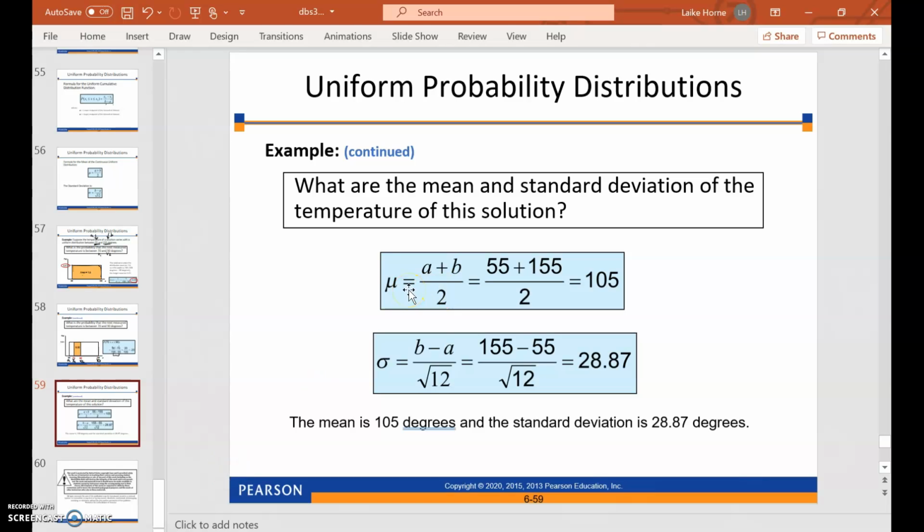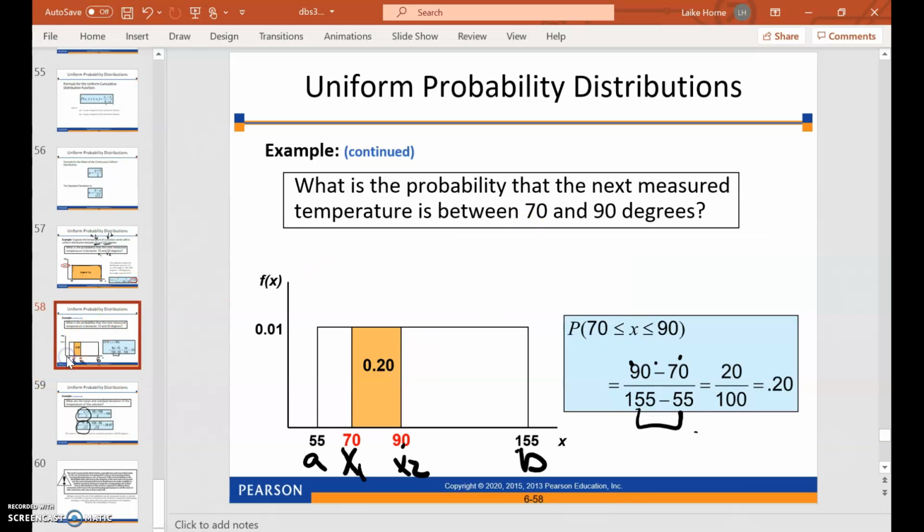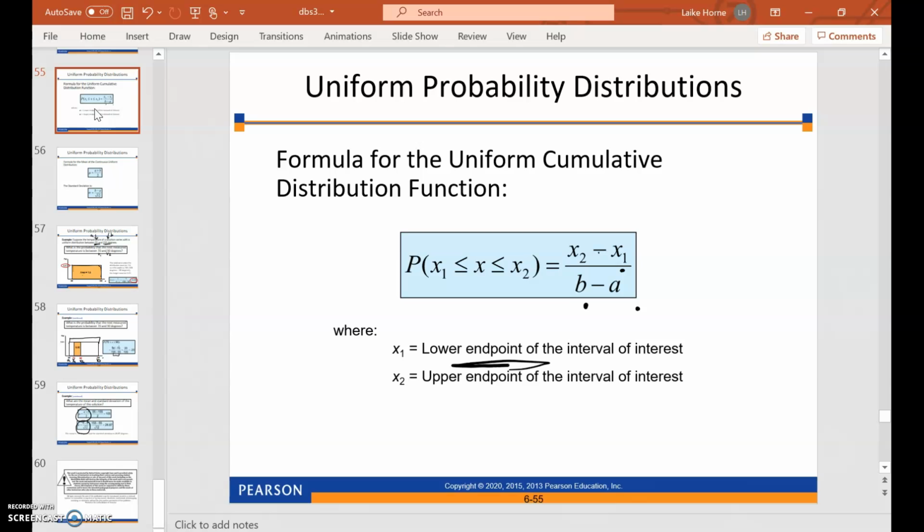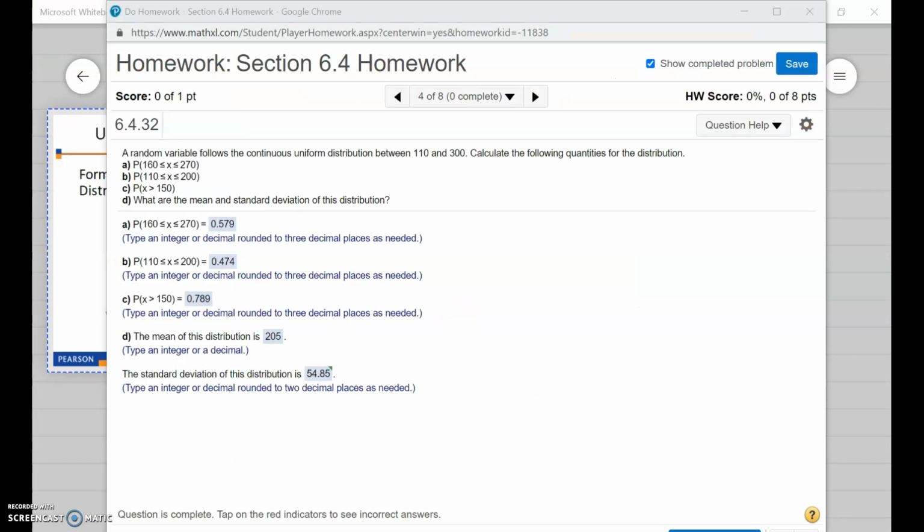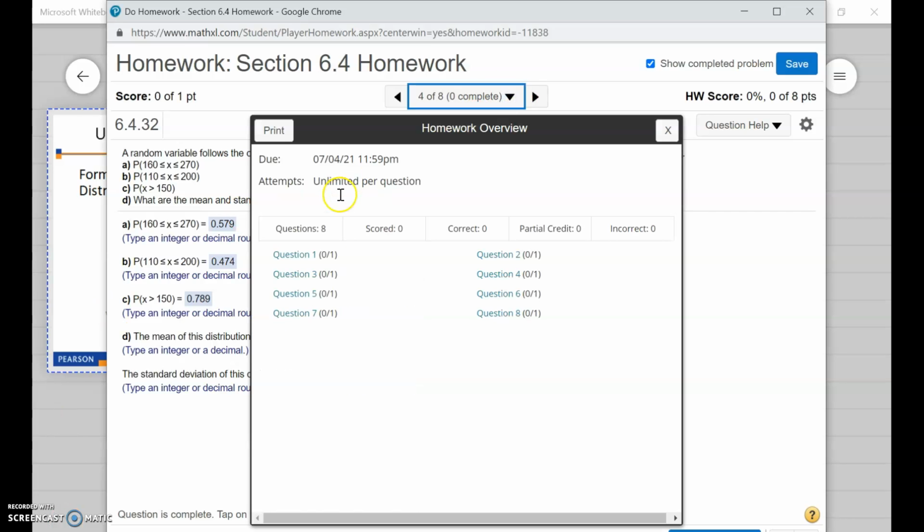Okay, and here's how you would find the mean and the standard deviation. So you will have to be careful and understand that A and B are the absolute maximum and minimum values in the distribution, whereas x1 and x2 are the lower endpoint and the higher endpoint of the interval of interest. Okay, so the first problem we're going to look at, let me go back to question 1.